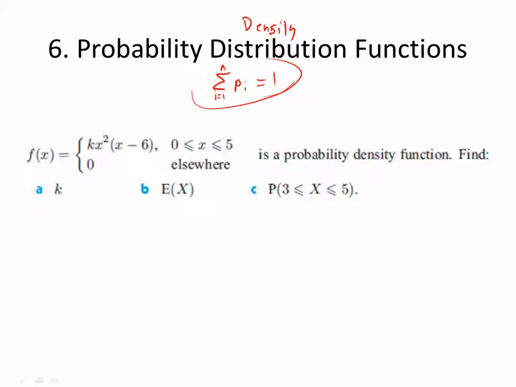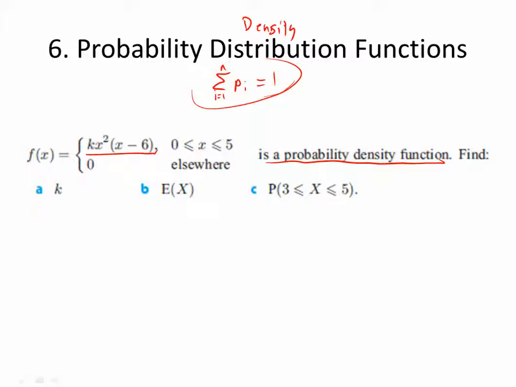It had to be counting numbers. What I want to bring up here is the fact that you've got f of x equals kx squared times k minus x from 0 to 5, and it states that it's a probability density function. What does that mean? Well, it means that if we sum up everything from 0 to 5 inside of this function, it should give us 1, the sum of the individual probabilities. It's continuous instead of discrete.